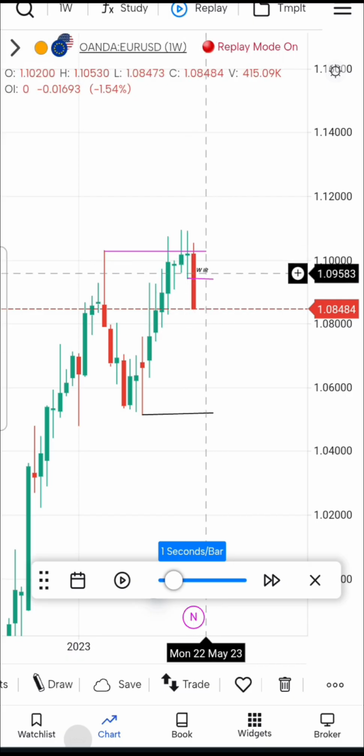So I will not get involved in buys if this area is being disrespected. But if I see this area being disrespected and fair value gaps start displacing above that level, then I will start looking for buy opportunities.